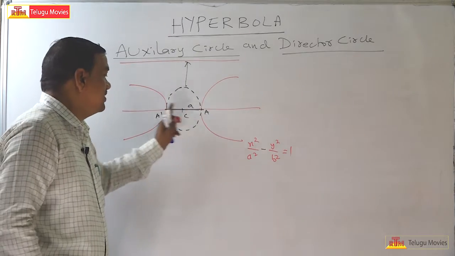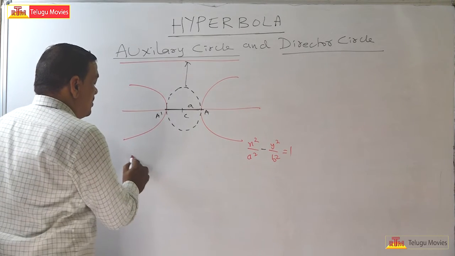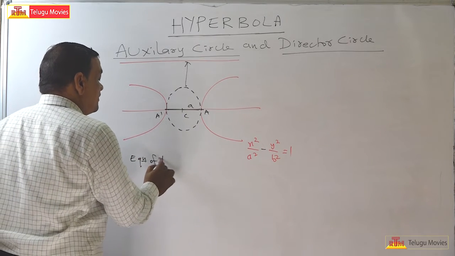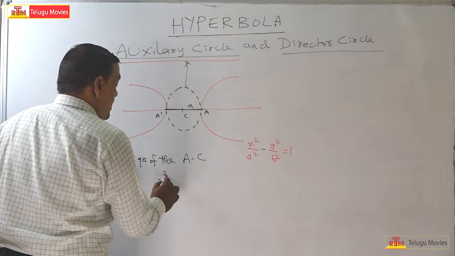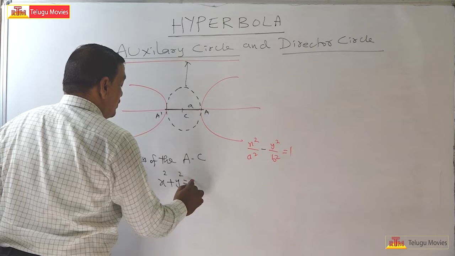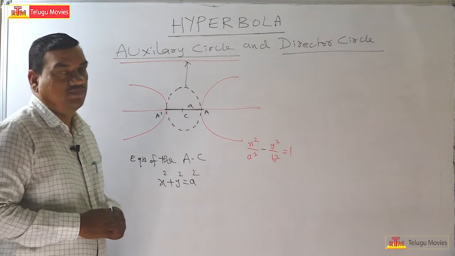Why? Because the distance between A and A dash is 2a. Therefore, what is the equation of the auxiliary circle? This is given by x square plus y square is equal to a square.